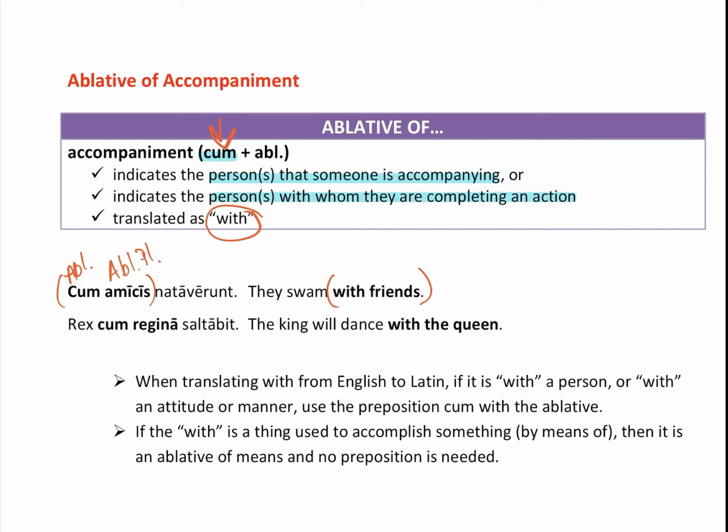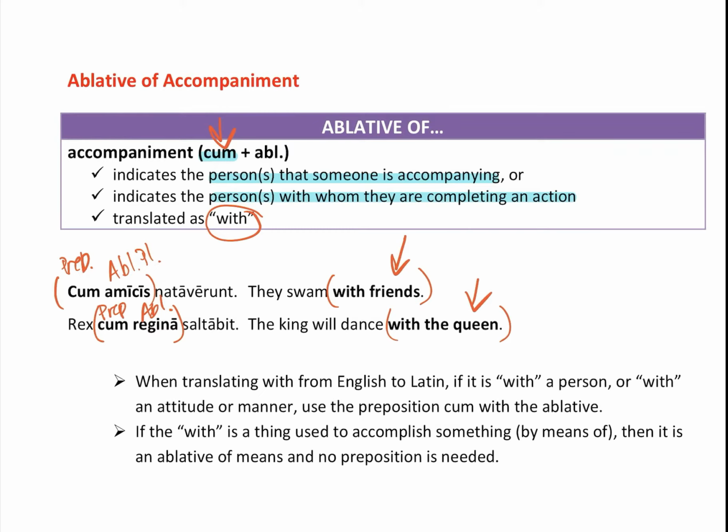Got to get used to cum. You're going to see it a lot in Latin, so just know that it always means with. The king will dance with the queen. Who is the king completing an action with? With the queen. So, again, cum is the preposition, followed by the ablative with the queen. Okay. Pretty simple. These are all called prepositional phrases. They start with a preposition and they end with a noun.